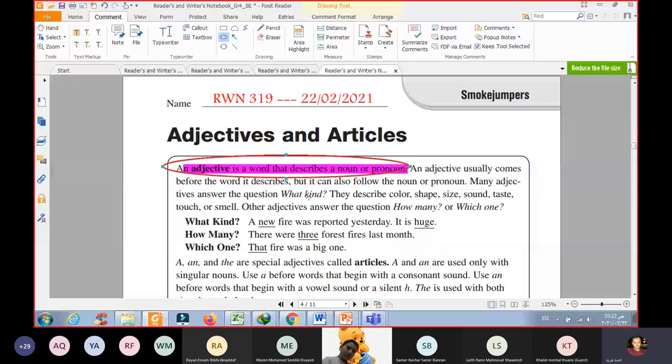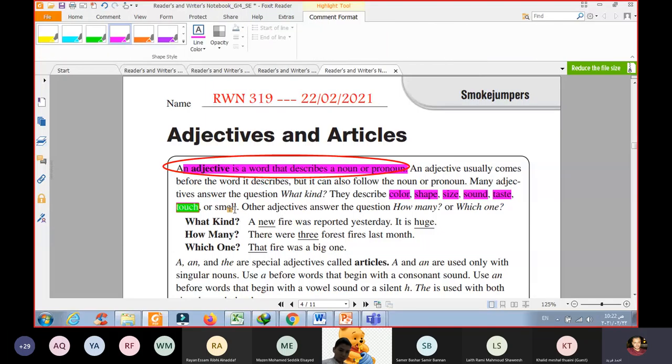Okay, many adjectives, look here, are also divided. Many adjectives answer the question what kind. They describe color. Okay, highlight this also. The adjective comes to describe color, shape, size and sound, taste, touch and smell. Those are, by the way, the linking verbs; the linking verbs came from them. Colors came from sight. Shape came also from sight. Size also from sight. Sounds from the sound, like it sounds. Taste from tasting. Touch from touching. Smell from smelling.